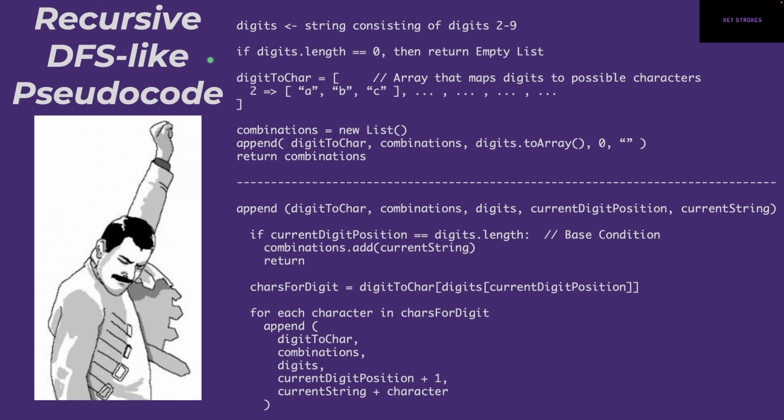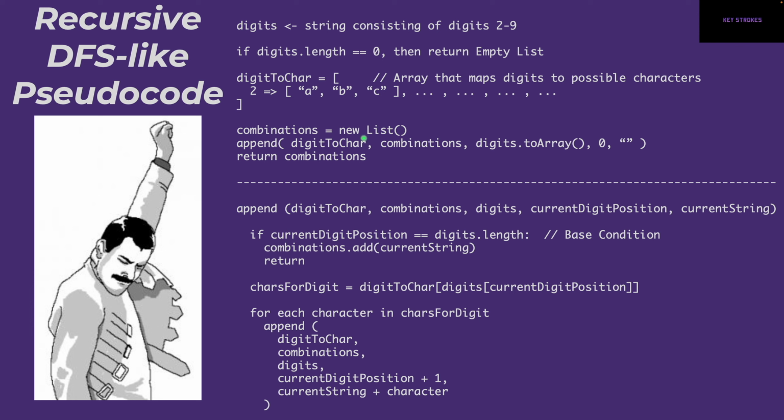Okay, so here's the pseudocode for the recursive DFS-like solution. We get the input in digits, which is a string consisting of the digits 2 to 9, and then we add a base condition where if the digit string is empty, then we just return an empty list. Then we create a digit to char array where each index of the array represents the possible characters for that digit. For example, here for index 2, the possible characters are A, B, and C.